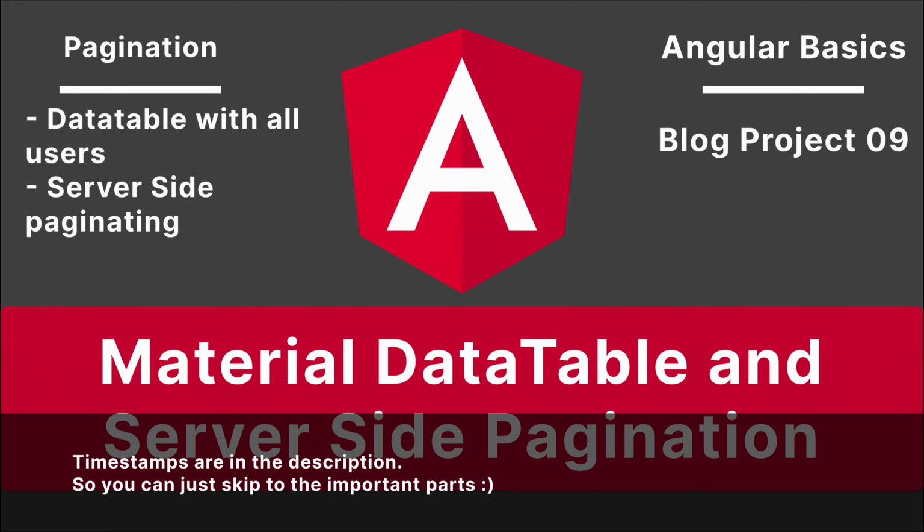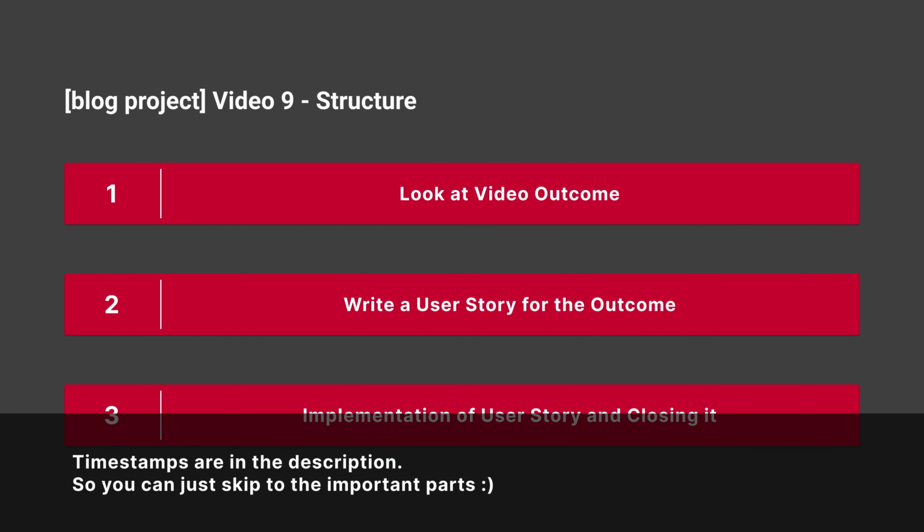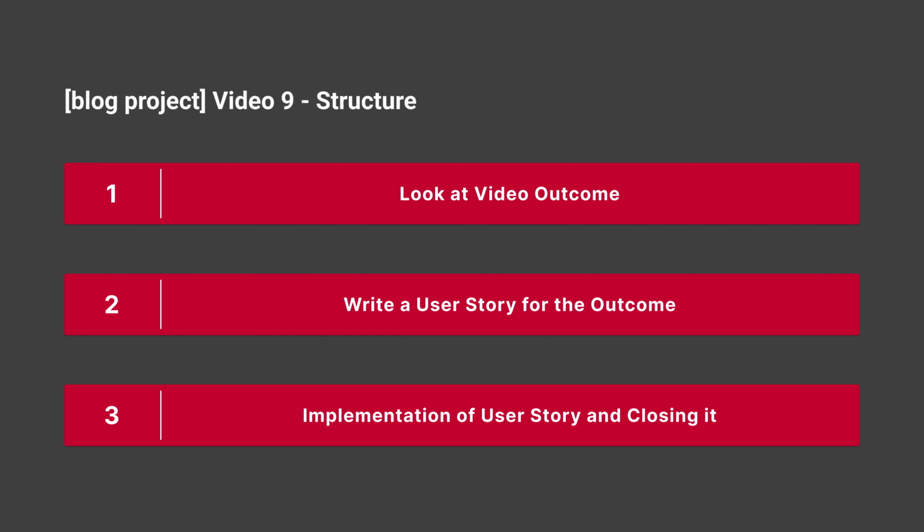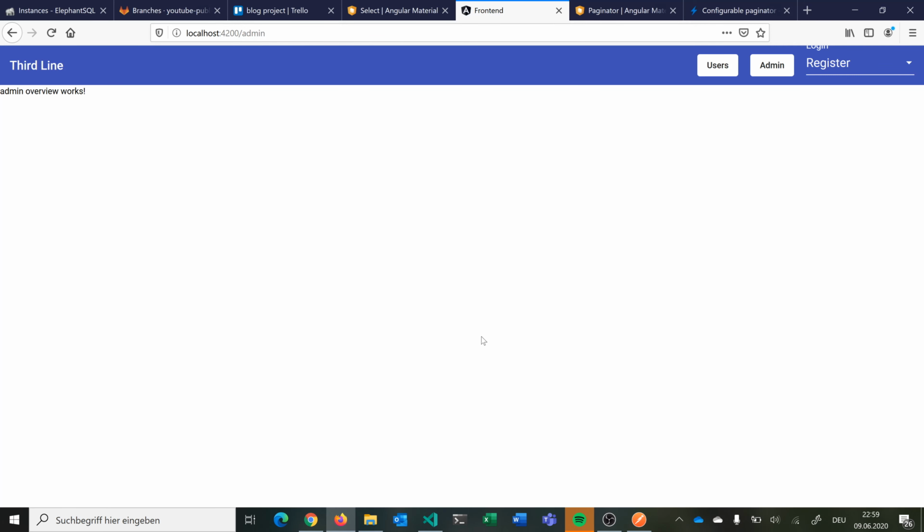Hi and welcome back. This time we are developing a data table with Angular Material that has server-side pagination, so you can display all the users that we are getting from our backend, and you can paginate through the pages. So the structure of the video is, as always, first we will have a look at our video outcome, then we read a user story for this, and at the end we will implement our user story and close it then. Let's have a quick look at what we are building in this video.